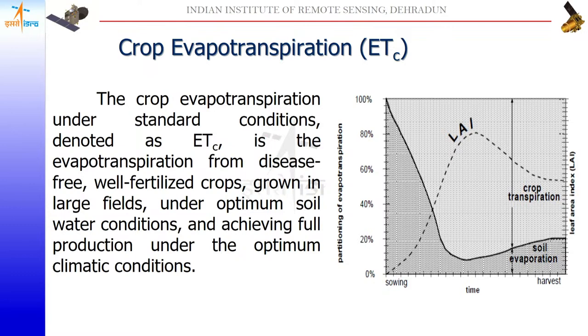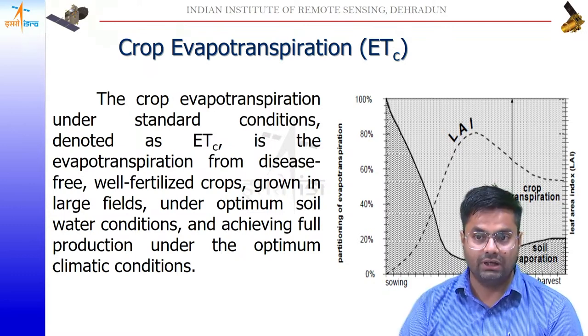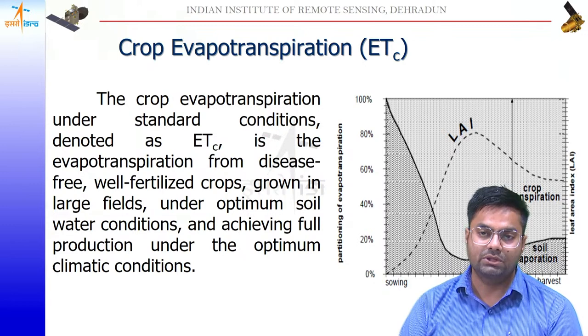The right side of this particular slide clearly shows the partitioning of evapotranspiration into evaporation from soil and transpiration from the crop, respectively. From sowing to harvesting, as the LAI is increasing, the transpiration fraction is increasing and subsequently the evaporation fraction decreases, becoming minimum at the peak vegetative stage. But after the transition from the vegetative phase to the reproductive phase, followed by maturity and senescence, soil evaporation may slightly increase because of senescence, or the shedding of the lower leaves of the crop plants.